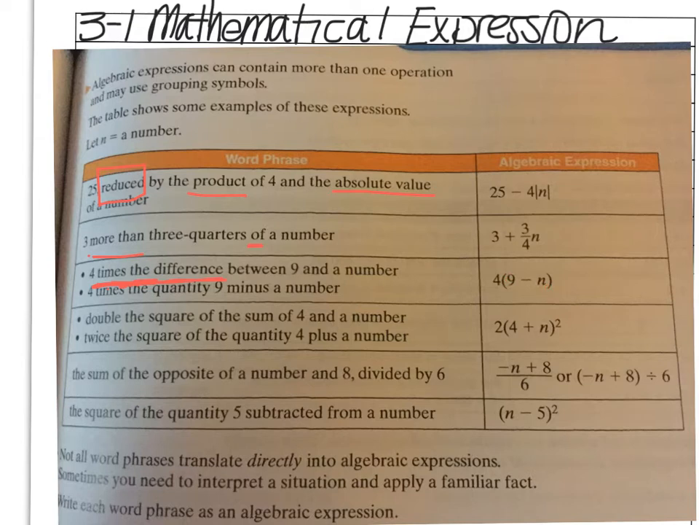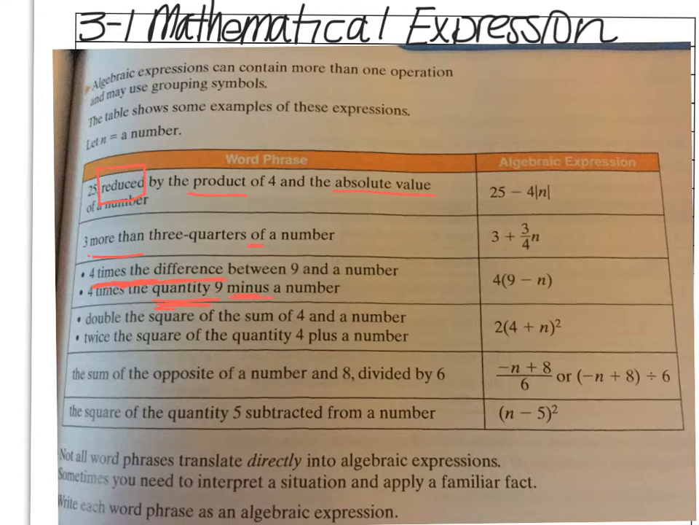You can also sometimes see this written as 4 times the quantity of 9 minus a number. Quantity means that you're going to have these parentheses. So it's 4 times the quantity, meaning the whole thing, 9 minus a number. Minus would also be a key word, and minus would be the subtraction sign.